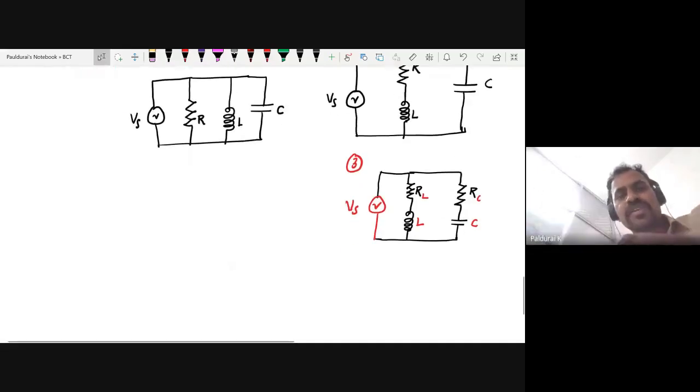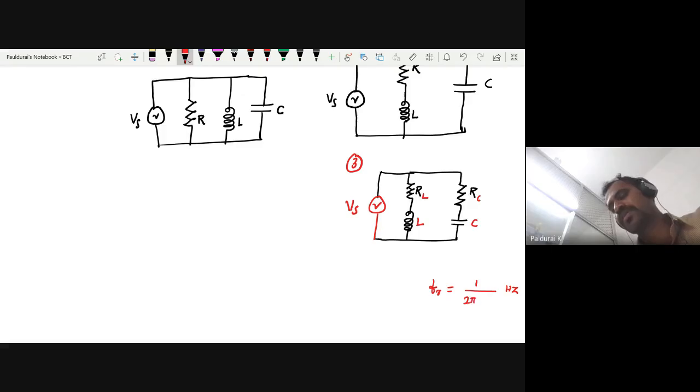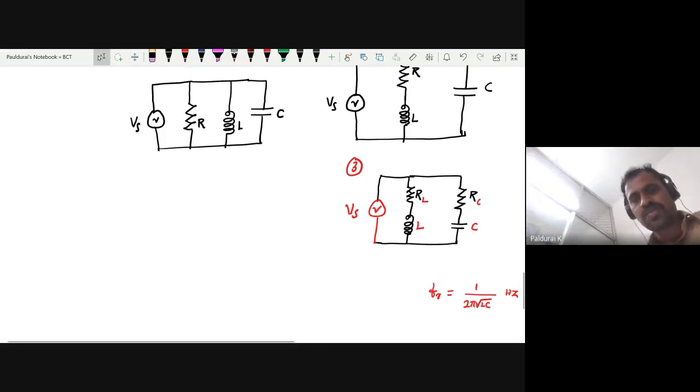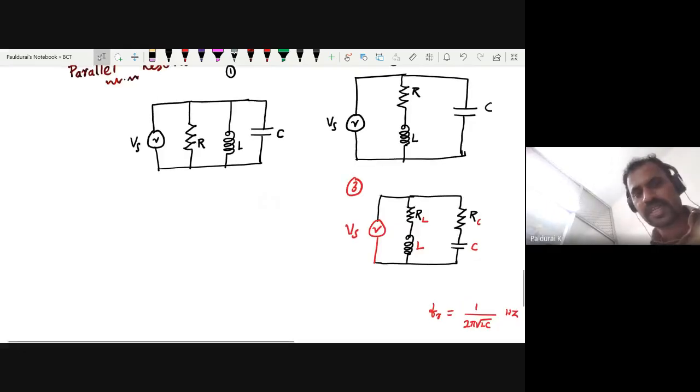What is the resonant frequency for parallel resonance? Anyone? Sorry, series resonance. Resonant frequency for series resonance, in terms of hertz. 1 divided by 2 pi square root of LC. So first take the first circuit. Let me take the first circuit and derive the resonance frequency.